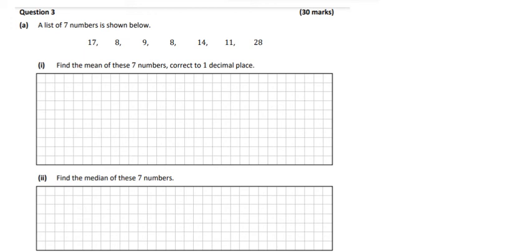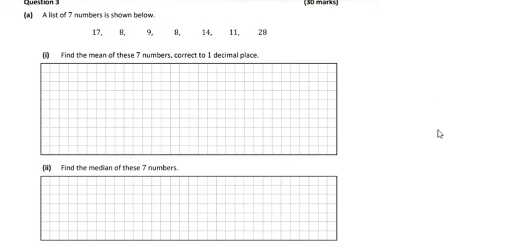Hi folks, so for question three, you're asked about the mean and the median, so you just need to know your averages. So this is Junior Cert, things you would have done in Junior Cert really. So the mean anyway, correct to one decimal place. So to work out the mean, you need to just add them all up and then divide by how many numbers there are.